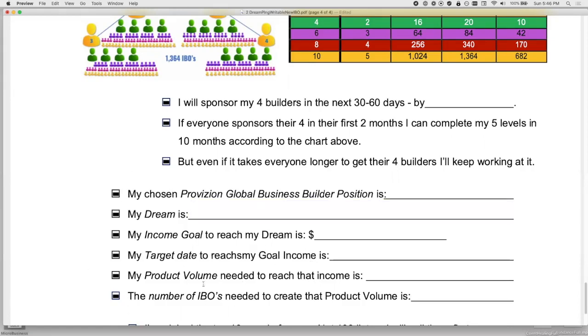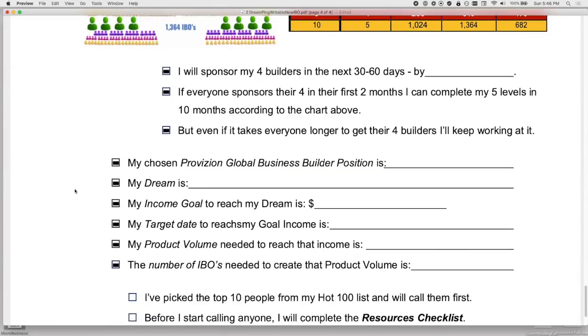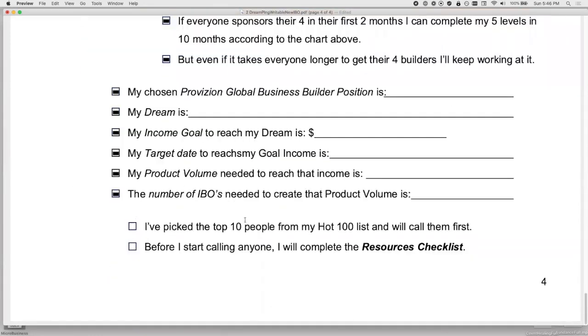Once you've got this, it's just going out and talking to people, but not cold calls. We're going to teach you how to do it so that everybody you talk to is a warm call. We want you to pick the top 10 people from your Hot 100 list to call first. That's something you can do with your sponsor. But before you start calling anyone, you need to complete the resources checklist, which we'll look at in the next video.